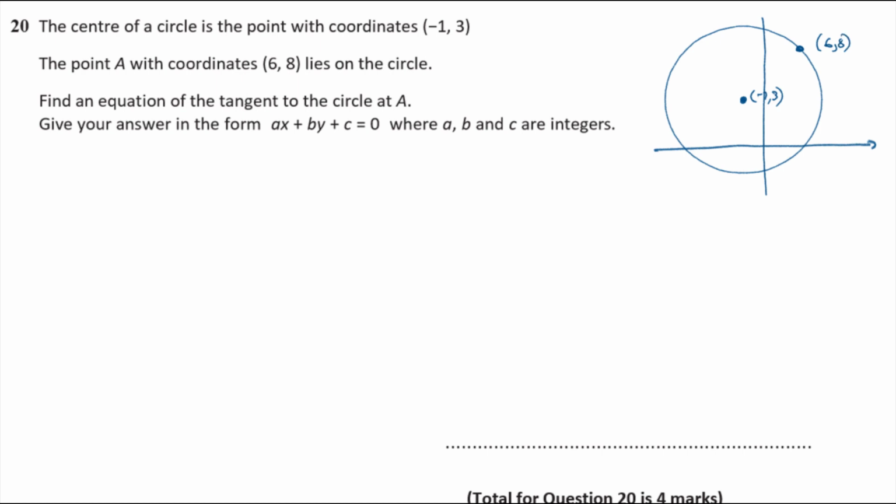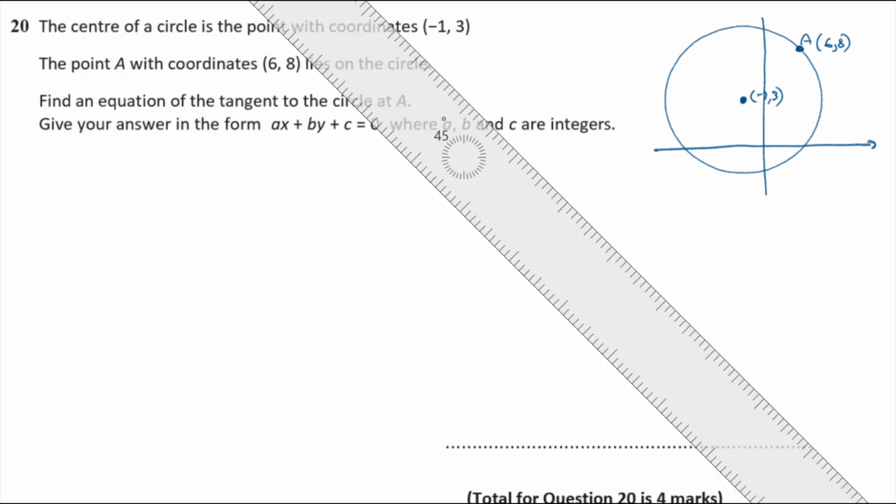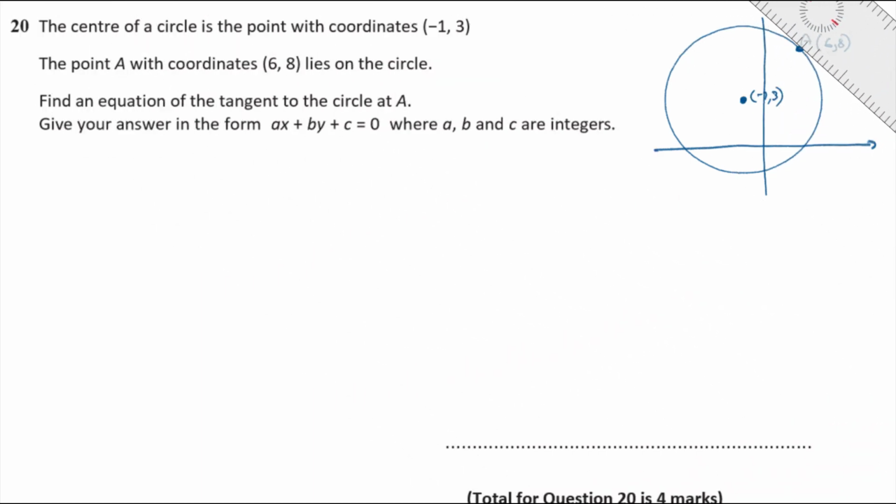Okay, so find the equation of the tangent to the circle at A. Okay, so that's the point A up there, isn't it? We want the tangent to the circle, so a tangent is a line just touching the circle at the point of contact.